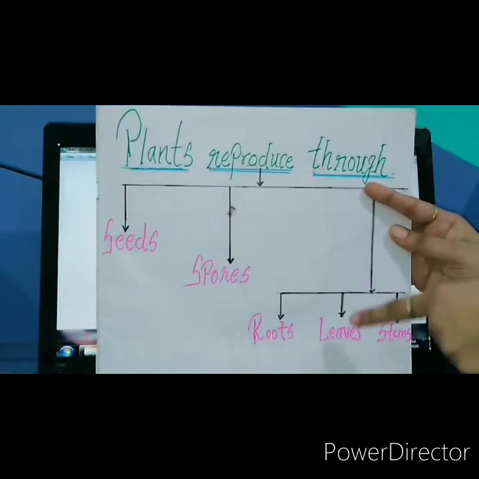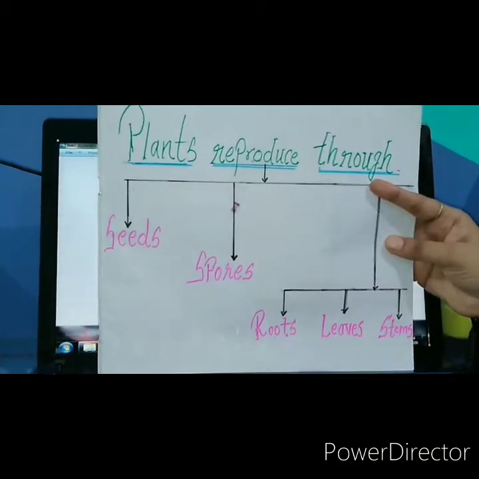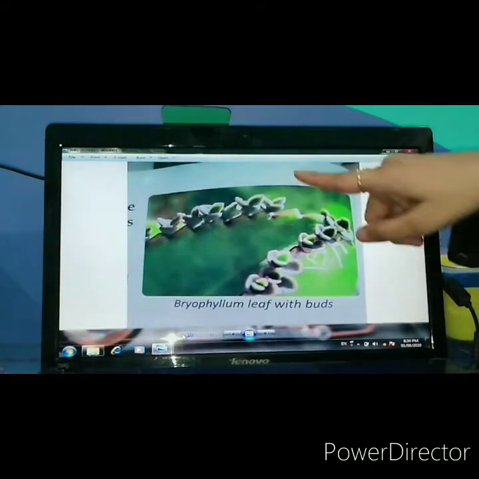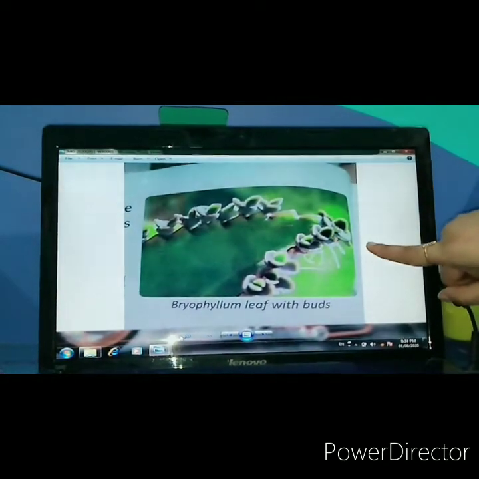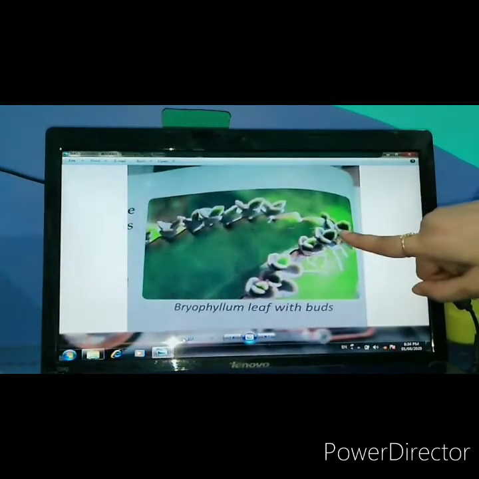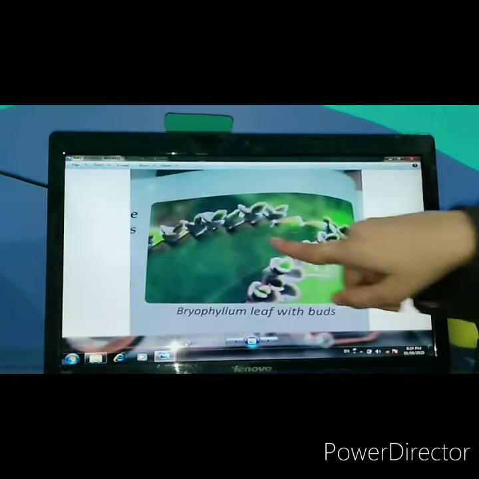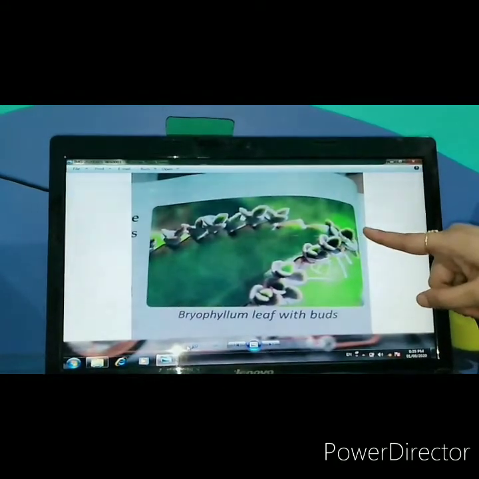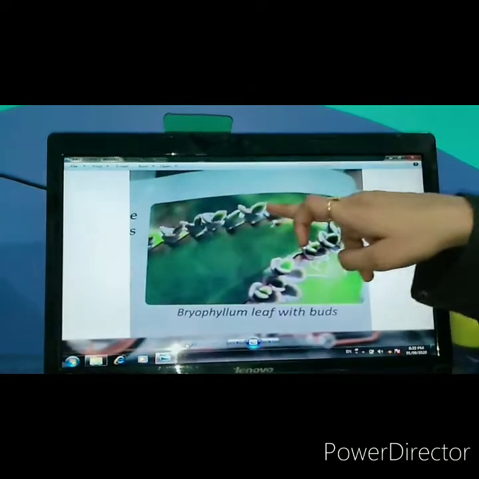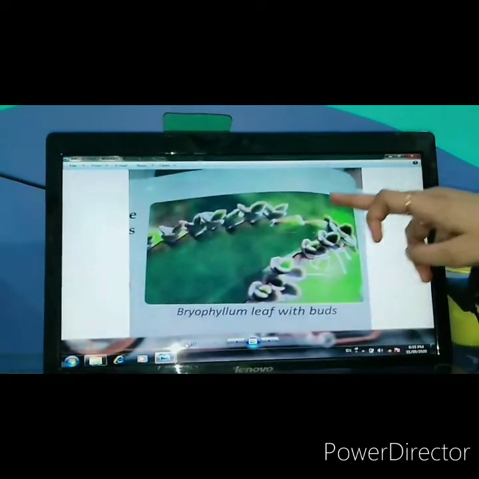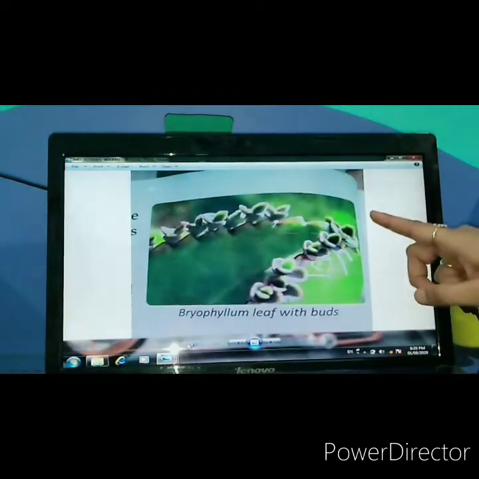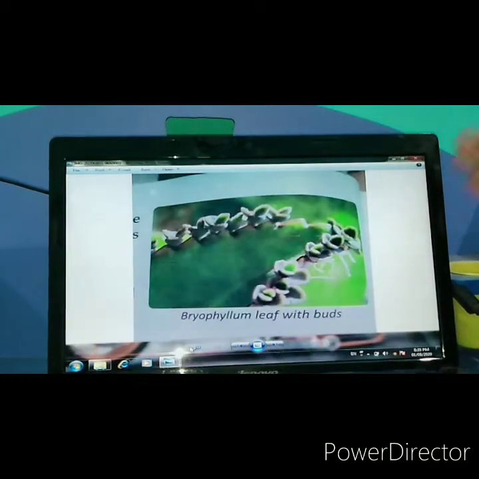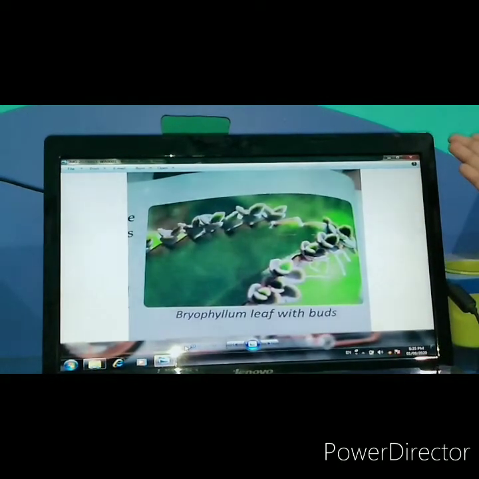Now, reproduction from leaves. You can observe this is a mature leaf of the Bryophyllum plant. Bryophyllum is a succulent plant in which the leaves are very thick and fleshy. You will see some tiny shoots coming from the mature leaf. If you cut the section and plant these leaves in the soil, it will give rise to a new plant.